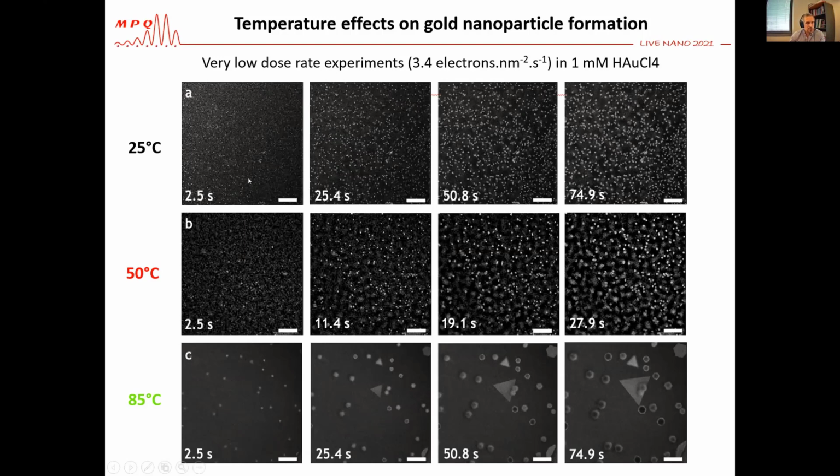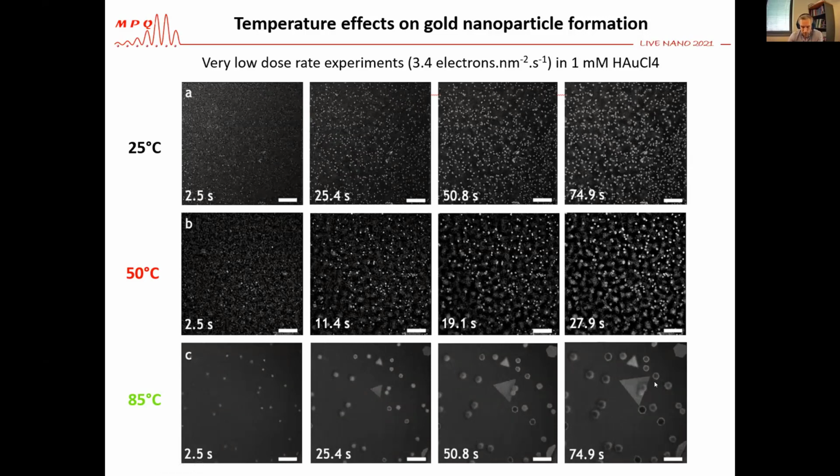You see that at 25 degrees, we grow a very dense assembly of small nanoparticles. At 50 degrees, we reach roughly the same size of nanoparticles after only 30 seconds, whereas here you see it's 75 seconds. And at 85 degrees, we have only a few tens of very large nanoparticles that grow in the liquid cell.